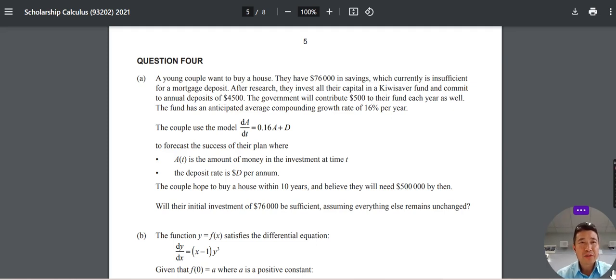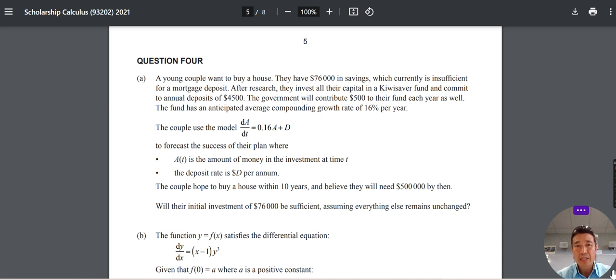Everyone, we are doing Scholarship Calculus 2021, question 4A today. A young couple want to buy a house. They have $76,000 in savings, which is currently insufficient for a mortgage deposit. After research, they invest all their capital in a KiwiSaver fund and commit to an annual deposit of $4,500. The government will contribute $500 to their fund each year as well. The fund has an anticipated average compounding growth rate of 16% per year.